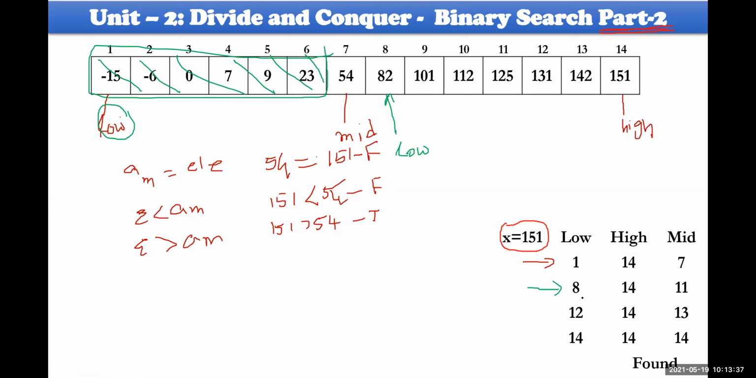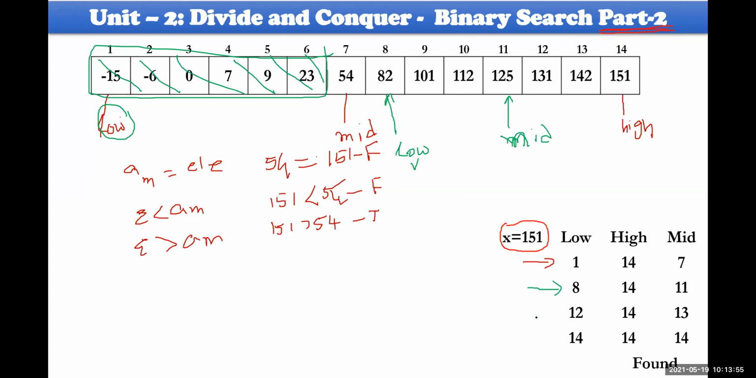Now we will consider that in the second recursive call, 8 is the low and 14 is the high, as it is. Then the mid element will be 11. So the same process will be continued recursively several times. Therefore, you could get the answer.